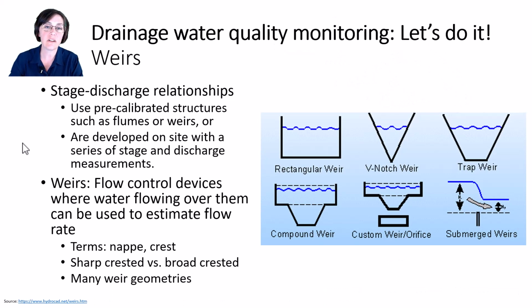There are lots of different weir shapes, and each shape has its own form of a weir equation. We will only be talking about rectangular weirs, V-notch weirs, and a special combination of those two called a compound weir.